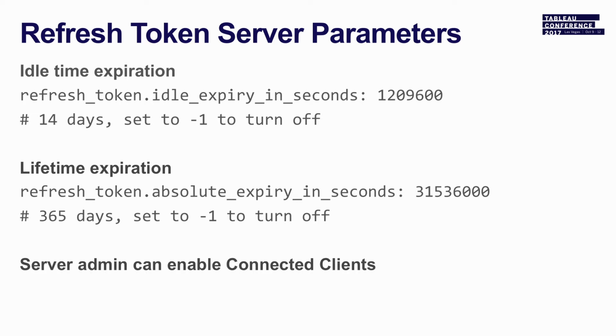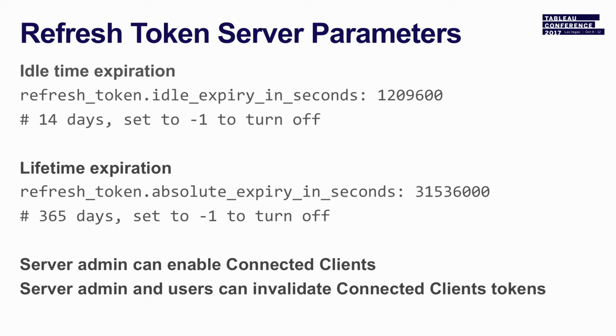The server admin can enable connected clients on the server through the Tableau Server web interface. And both the admin and individual users can invalidate these connected clients tokens. So if a user loses their phone, they can go into Tableau Server, remove those tokens, and if that device tries to sign in again, they will have to retype in their credentials.